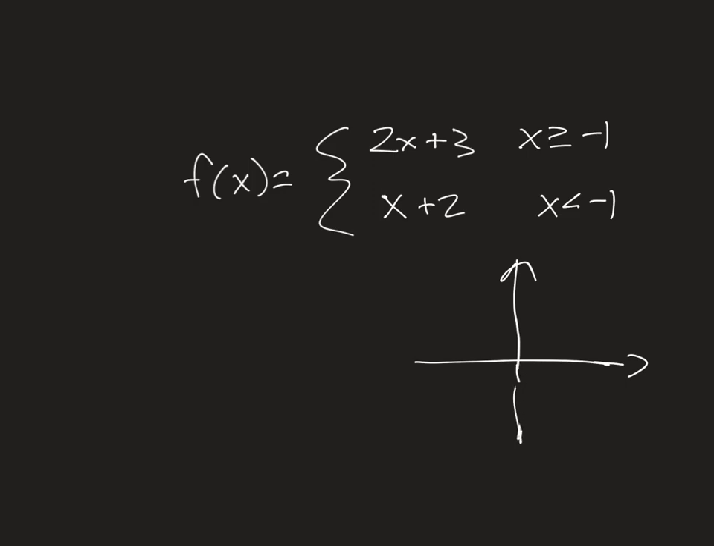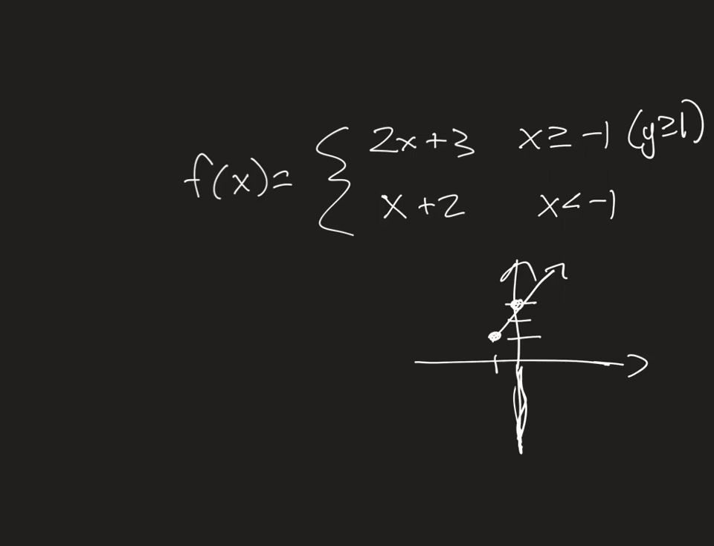And to do that, you always start by plotting the restriction. So if I plot on the top one, if I start at -1, when I put in -1, the output is 1. And let's put in one more value. If I put in 0, the output is 3. So this piece has a range of y greater than or equal to 1.